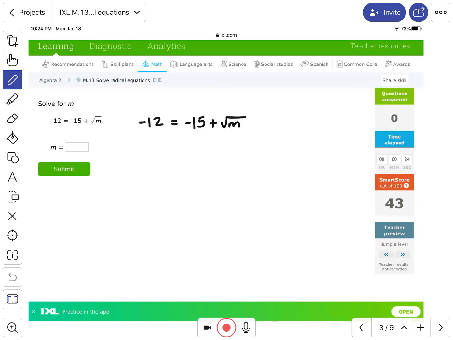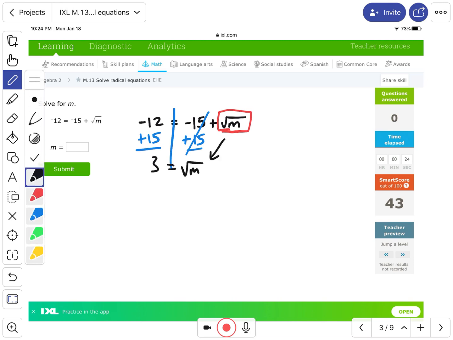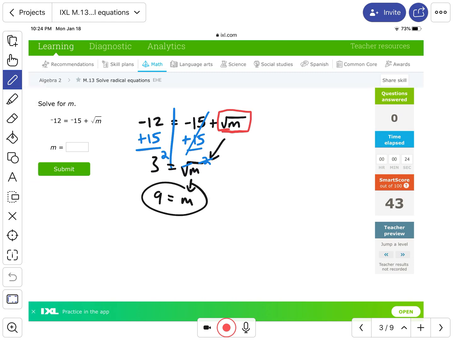Okay, so this one's different because the radicand, or the radical expression, is not by itself. So this here is not by itself on the right side of the equal sign, because there's the negative 15 there. So we got to move that negative 15 over first before we get rid of that radicand. All right. So now this turns into something where now we have the radicand by itself, or the radical expression by itself on the right. So now we could square both sides. That'll be the inverse, and we'll cancel out the square root, and then you'll have 9.